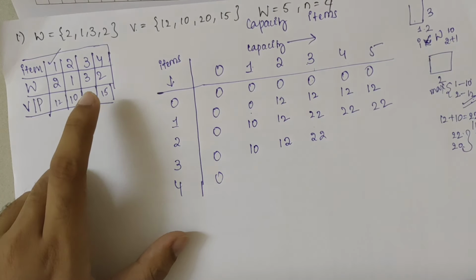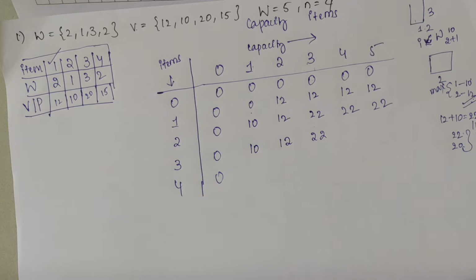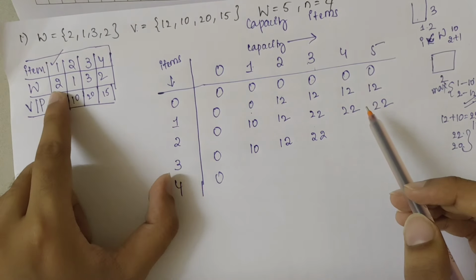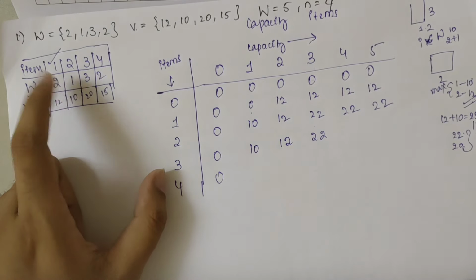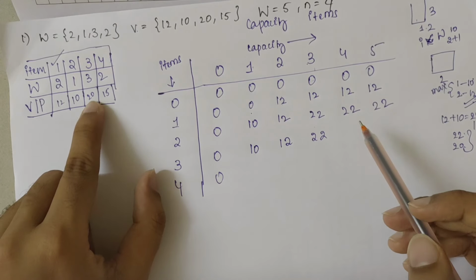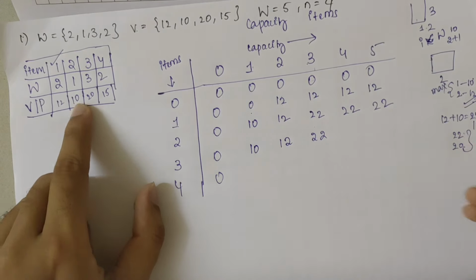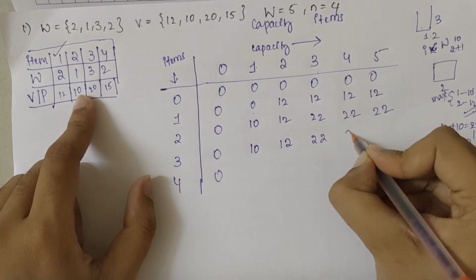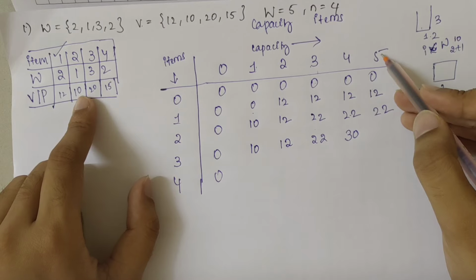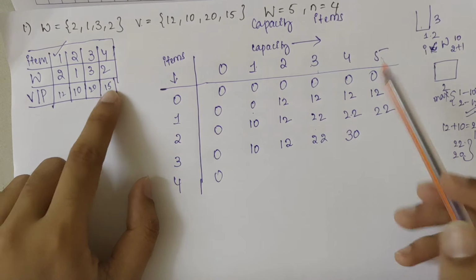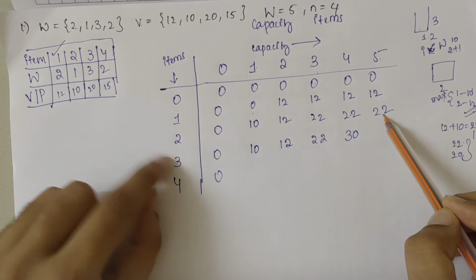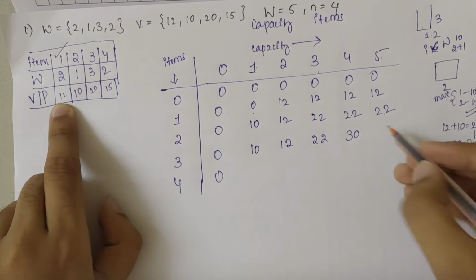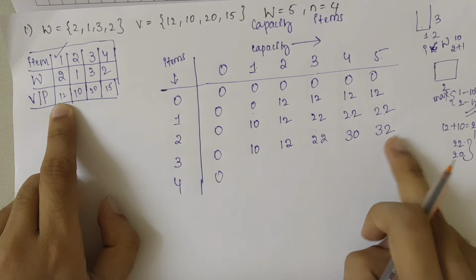Now I have 4. So in 4 here I have options again. So either I can store 3 plus 1 is the possibility, right? So 3 plus 1 is 20 plus 10. So 20 plus 10 is 30. So 22 or 30, which one has the maximum value? 30 has the maximum value. So I'll write 30 here. Coming to 5. So in 5 I have two options. Either I can write the previous value or I can add 3 plus 2. So if I add 3 plus 2 I get 20 plus 12, that is 32. I hope you have understood this step.